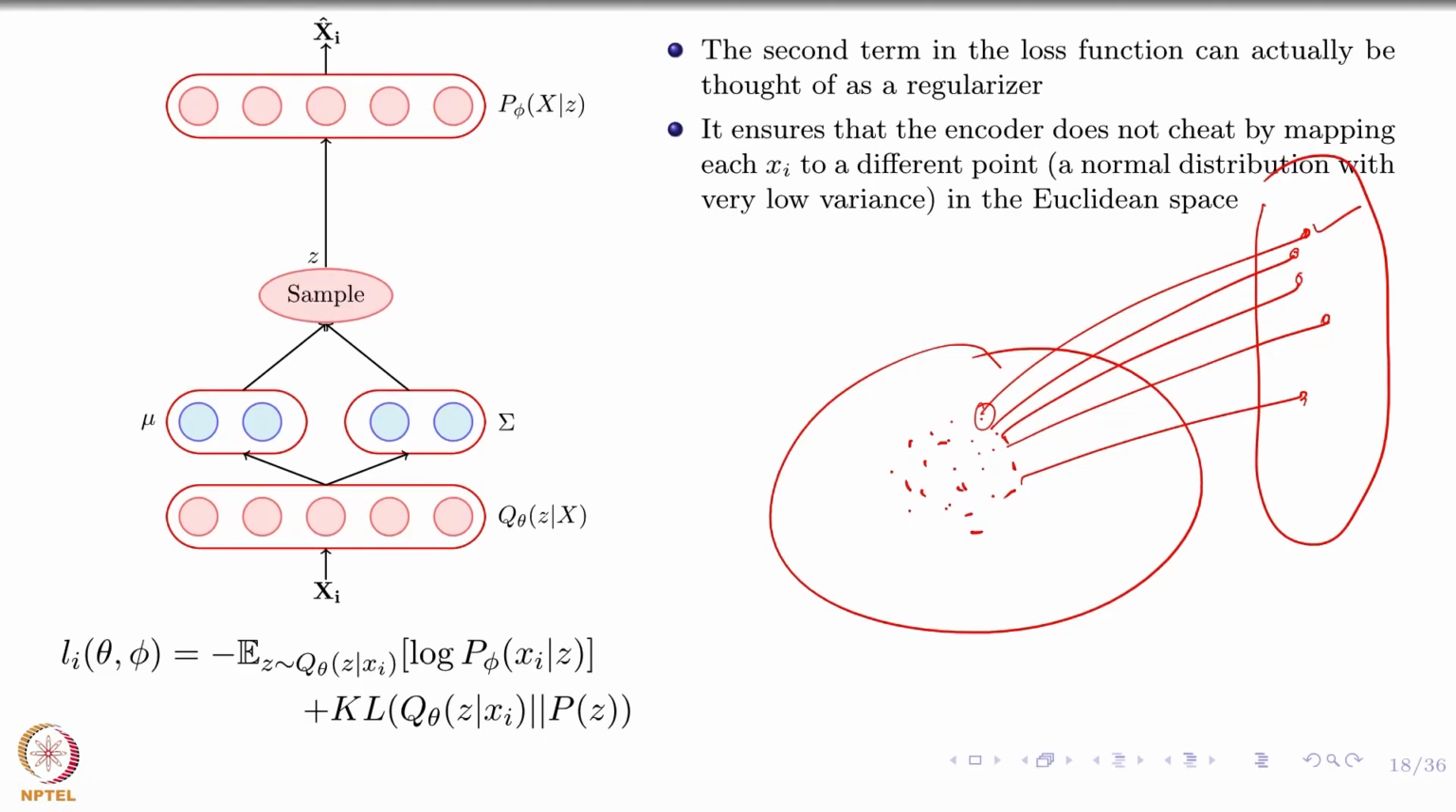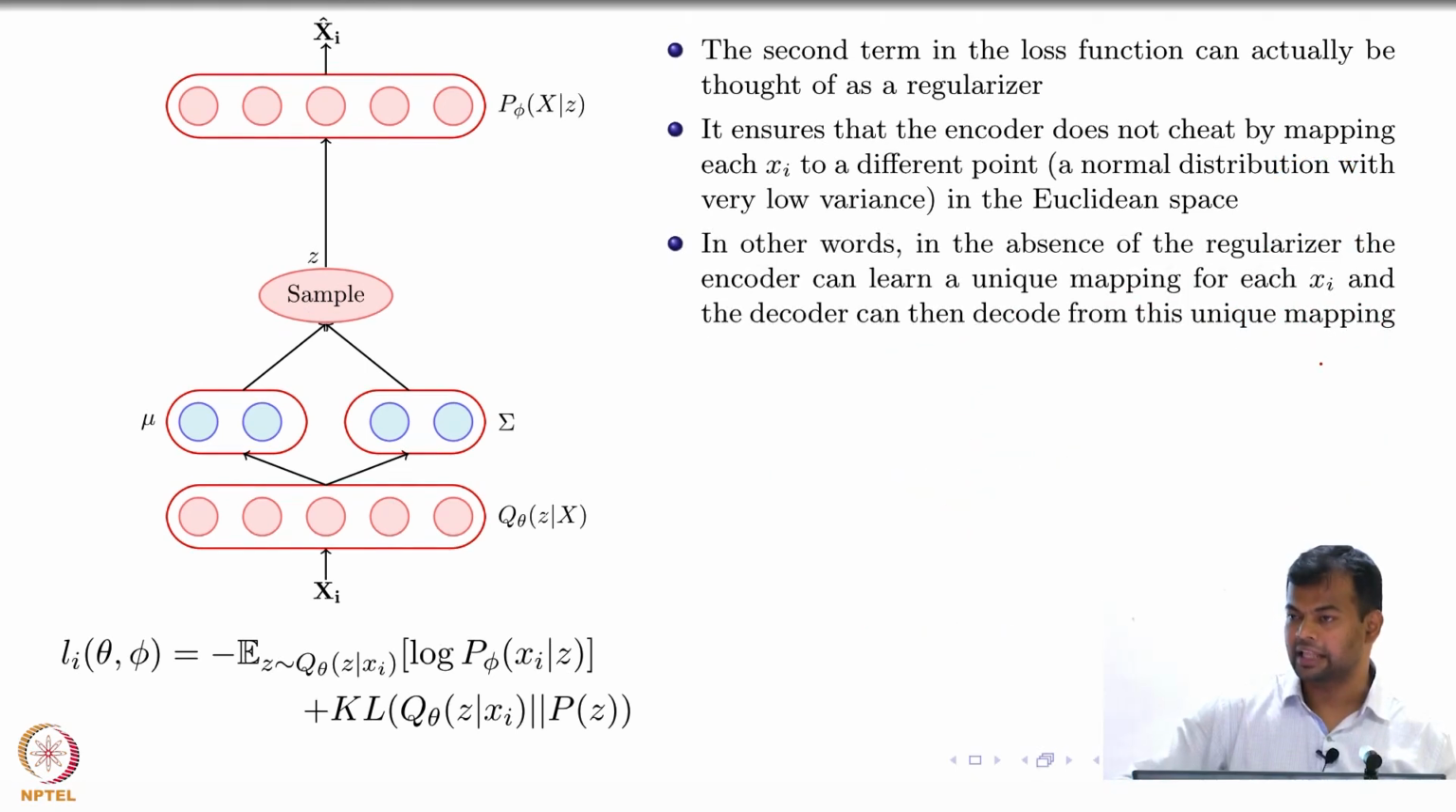But now if I put a constraint that these z's also need to come from a normal distribution, then it acts as a regularizer. It does not allow it to learn these unique mappings. You could think of these mappings as zero variance mappings, right? Each of the z's has a very unique identity given the x. That's the same as saying that there is no variance in the z. You give me an x, I'll just give you a fixed z. So this second term acts as a regularizer, and it ensures that you don't learn these unique mappings.